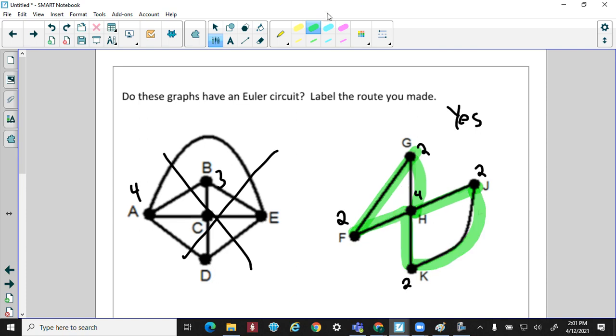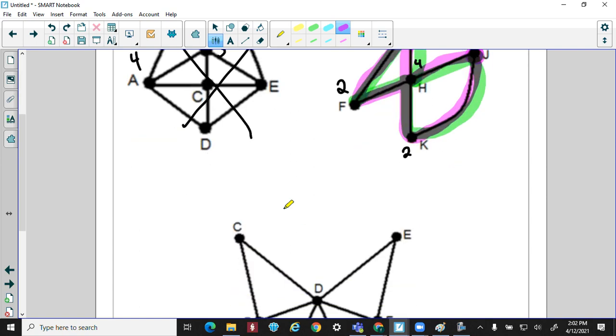That's perfectly fine. And then let's say you're someone who wants to start at J. Okay, start at J. I want to go to H, then F. I want to go to G. I want to go to H, back to J. Boom, there you go. Perfect example.